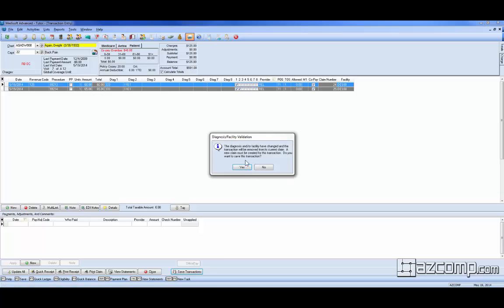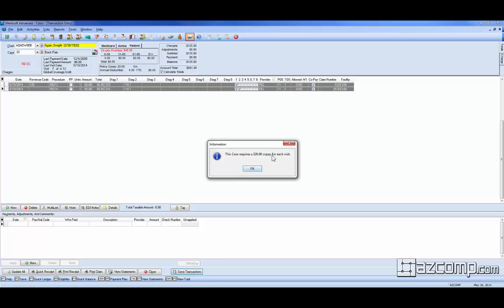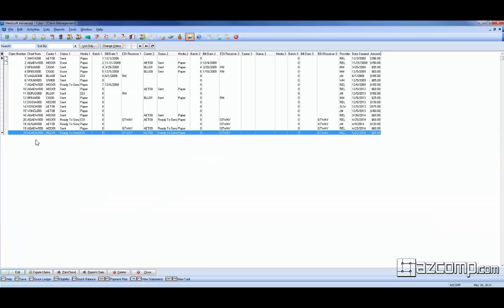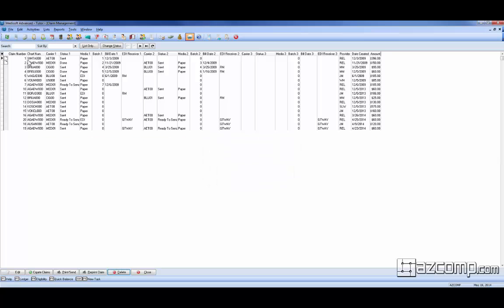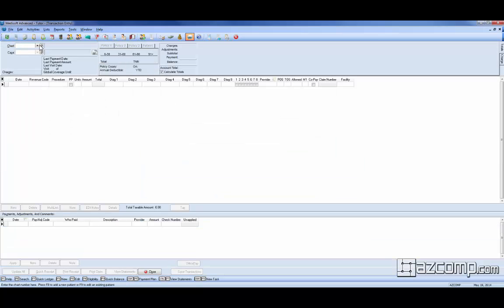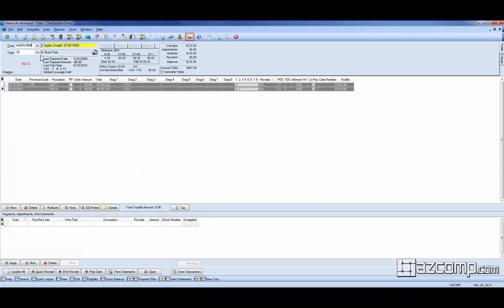If we go ahead and save that, we'll notice that'll wipe out that one. Come into our claim management screen and delete claim number 25. And then we come back to our transaction entry screen, pull up our friend Dwight again, and we'll see neither of those have an assigned claim right now.